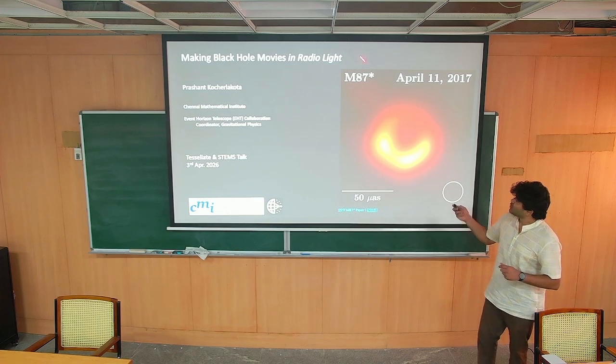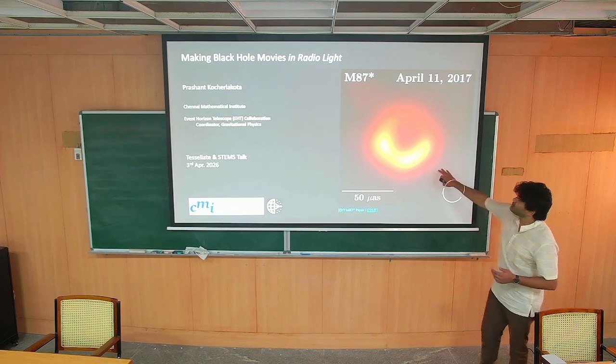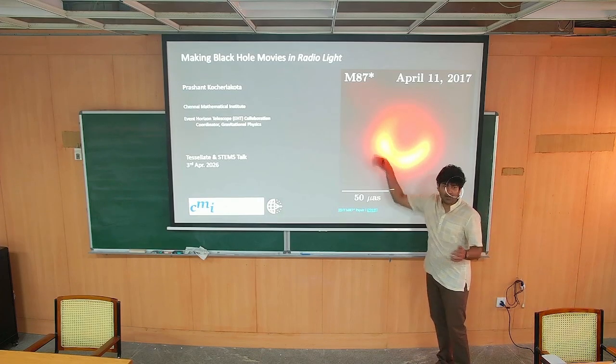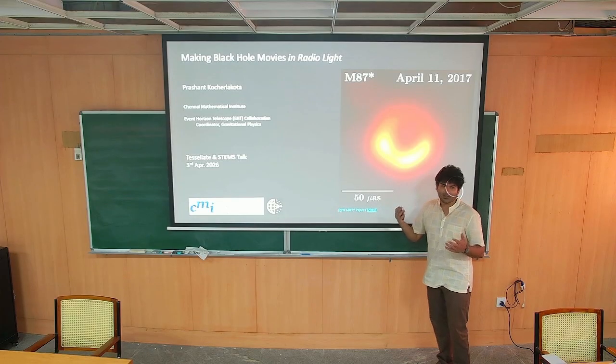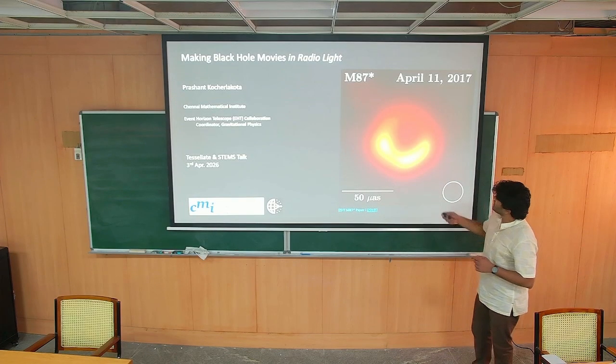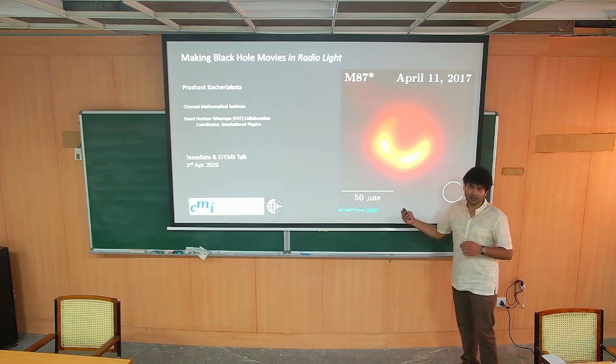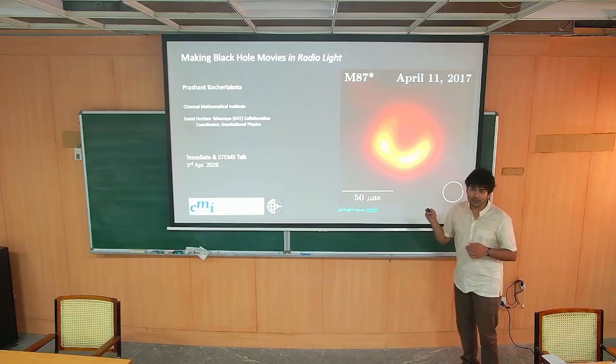So most of you may have seen this image. This is the first ever image taken of a black hole. This is the black hole M87 star, and I'll tell you where this black hole is, what it's doing, etc., as we go along the topic. So this light that we see is actually radio light. That's the title of my talk.